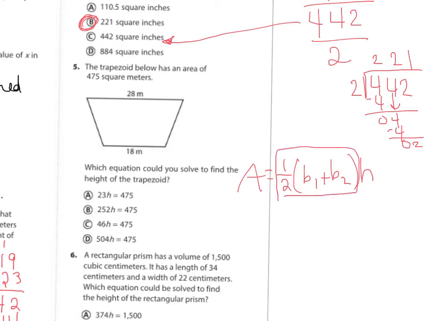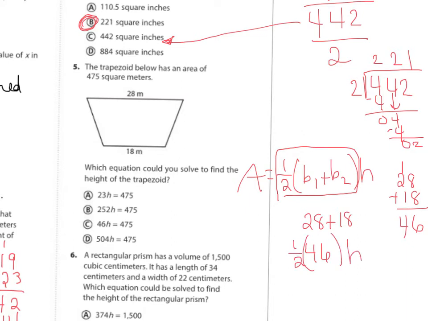The top plus the bottom is, I have to set it up this way to work it. 2, 3, 4. 46. And then half of that, what's half of 46? Is 23. 23H. 23 times the height is going to give you the area. And that's as far as we can go because we don't know. I mean, we have to divide now.